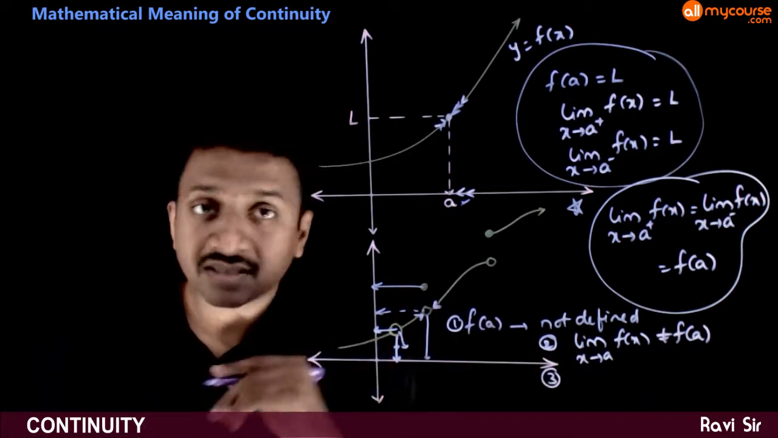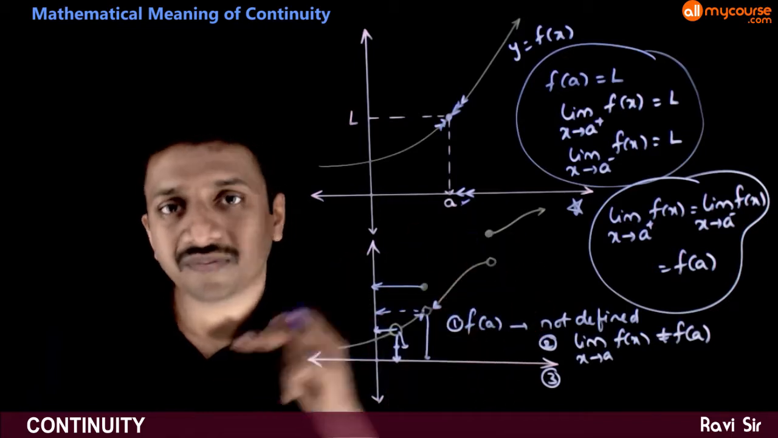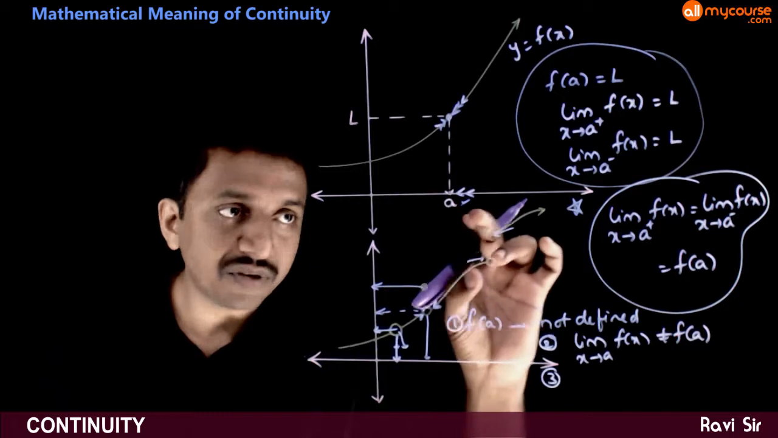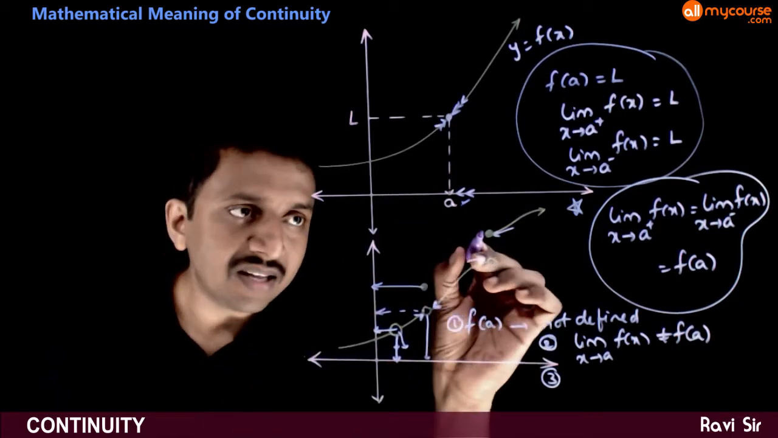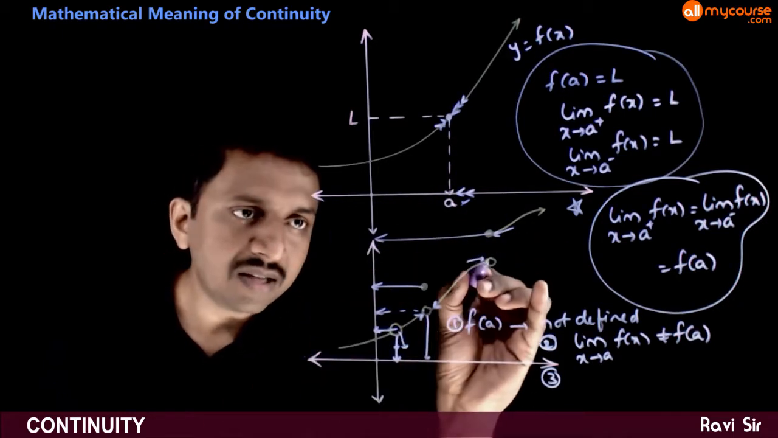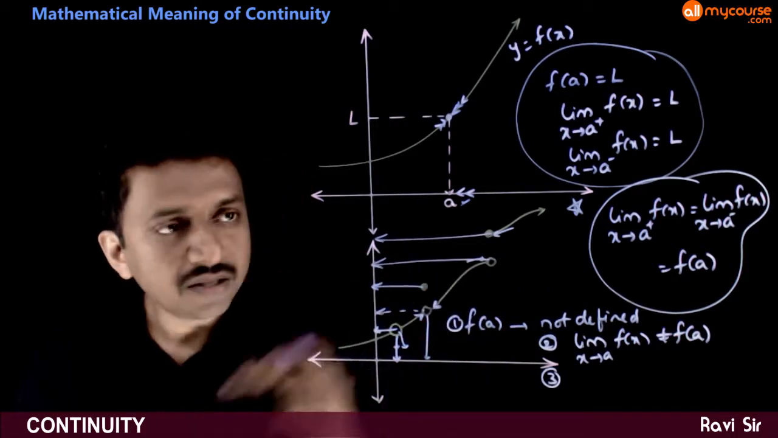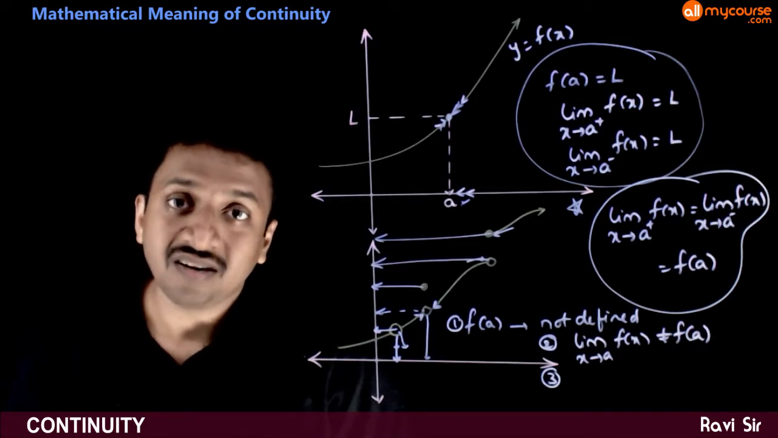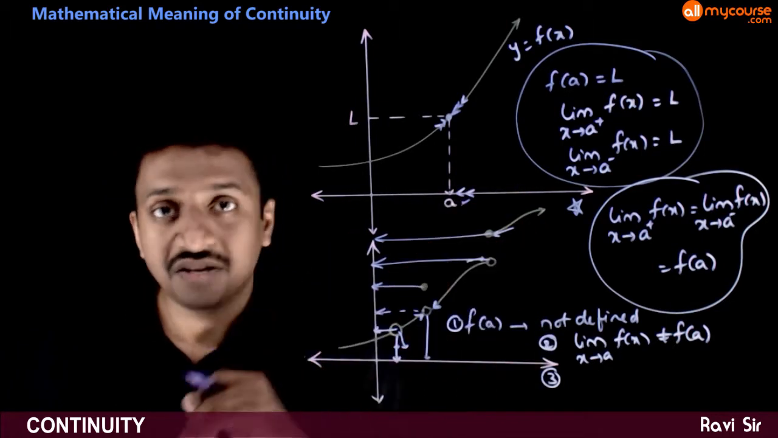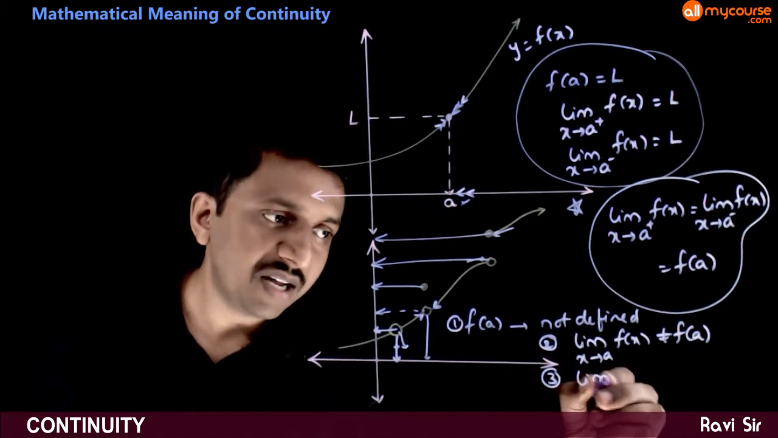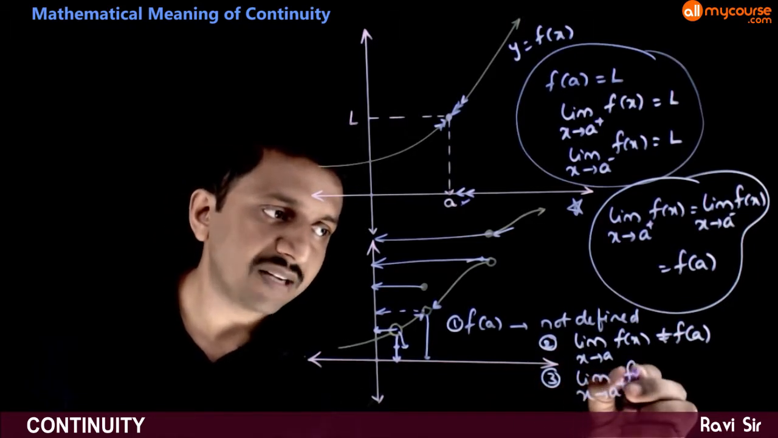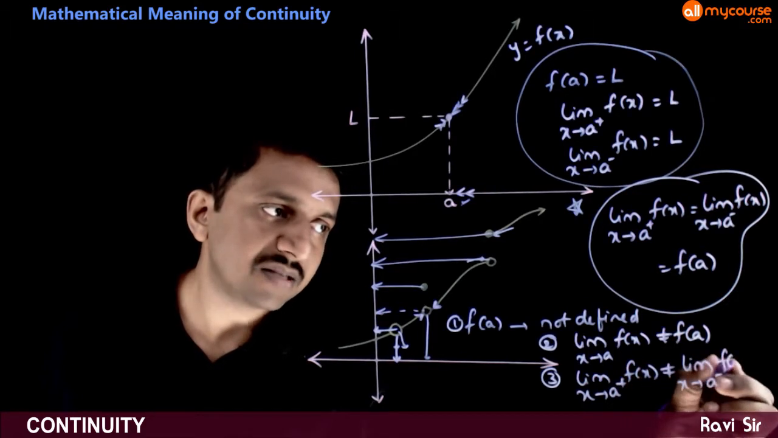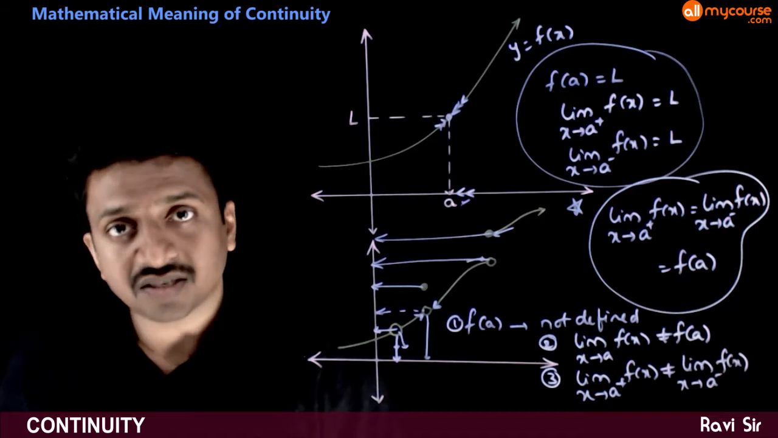And the third case is if the limit does not exist. The right limit is different, the left limit is different. If you have a graph like this, the right limit is tending to this value, the left limit is tending to this value. So the right limit is not equal to the left limit, hence the function is discontinuous. You can very clearly see the discontinuity. So if limit x tends to a plus f of x is not equal to limit x tends to a minus f of x, then also the function is discontinuous.